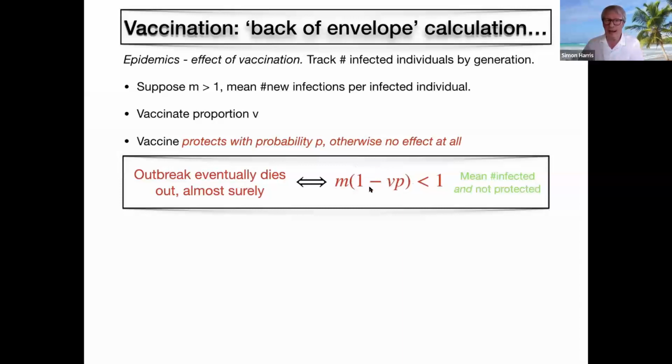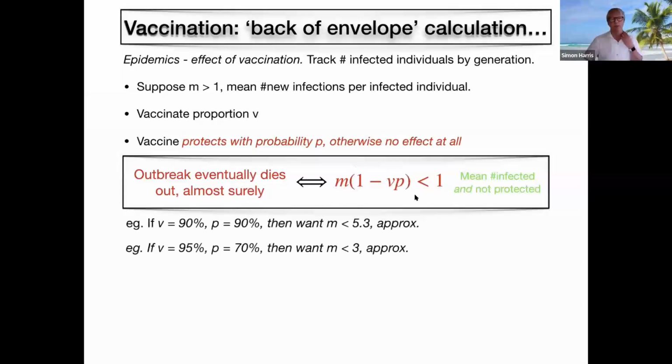So now you would need M times (1 minus VP) to be less than 1. For example, if you've got 90% vaccinated and it's 90% effective and 10% no effect at all, of course, it's just a very toy model again, then you would want to keep M less than 5.3 one way or another. If the vaccination rate got up to 95% but the protection was down at 70%, then you'd need the mean to be strictly less than 3.